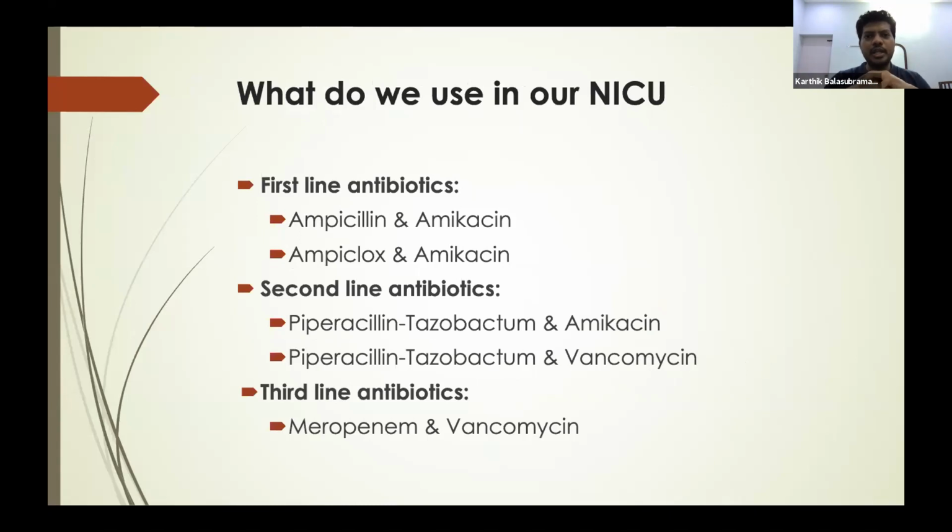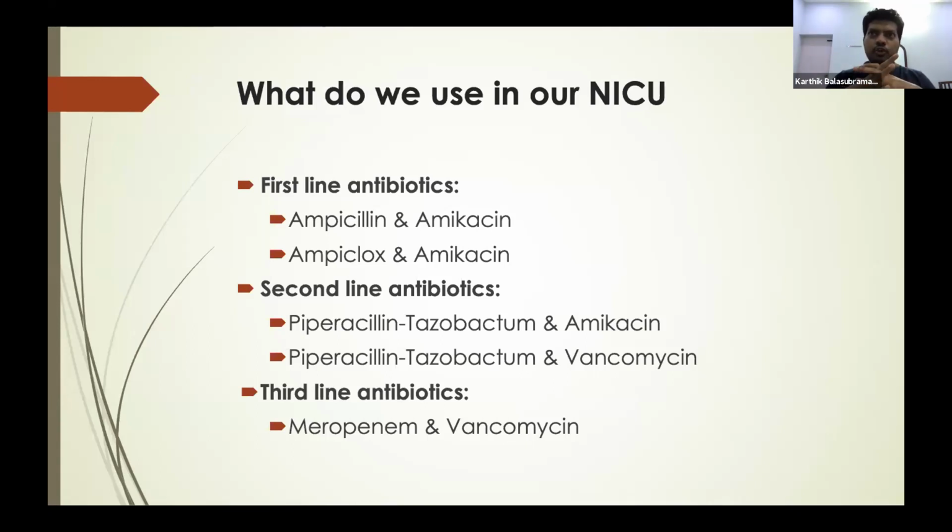So what we do in our NICU: our first line antibiotics are ampicillin and amikacin for inborn babies. For outborn babies, where sometimes we suspect staph infection, we start ampiclox, because cloxacillin is not available separately. So we use ampiclox and amikacin. Our second line choice is piperacillin, tazobactam, and amikacin, or piperacillin, tazobactam, and vancomycin. And our third choice is meropenem and vancomycin.